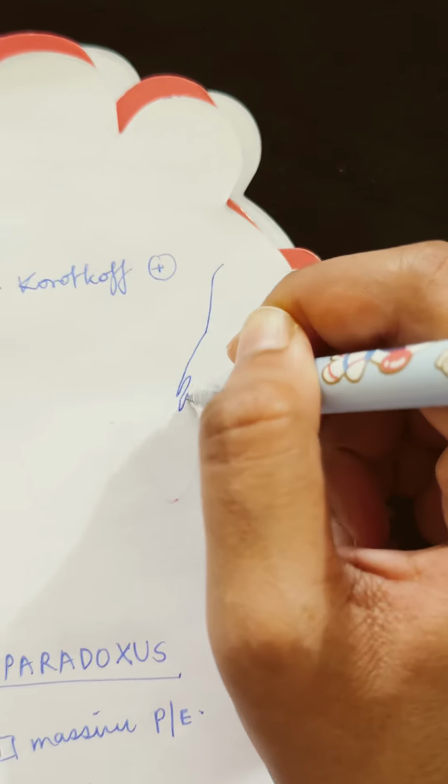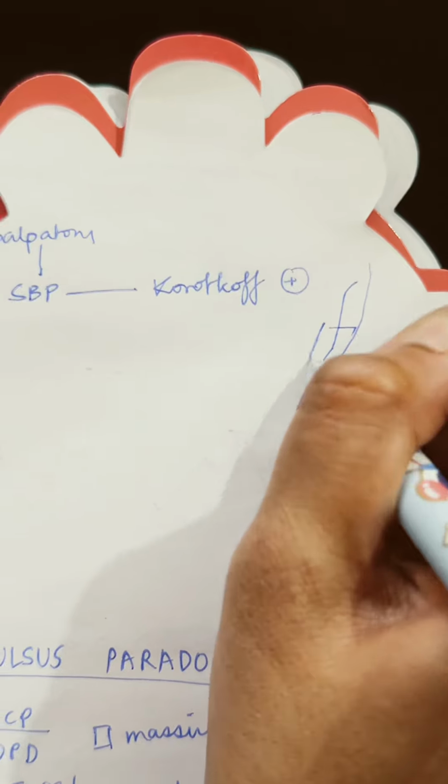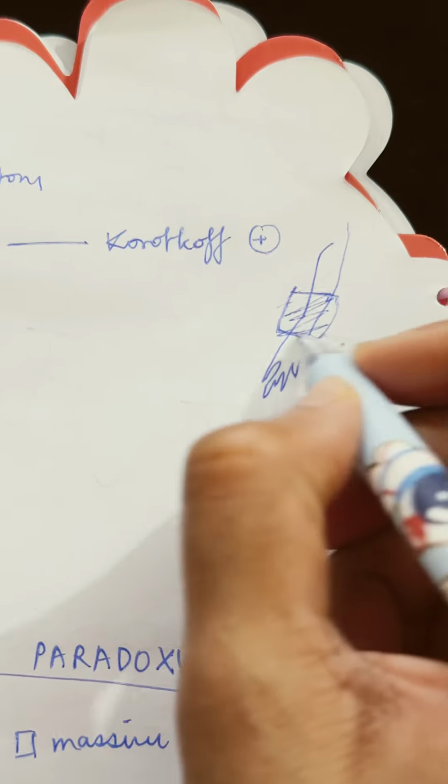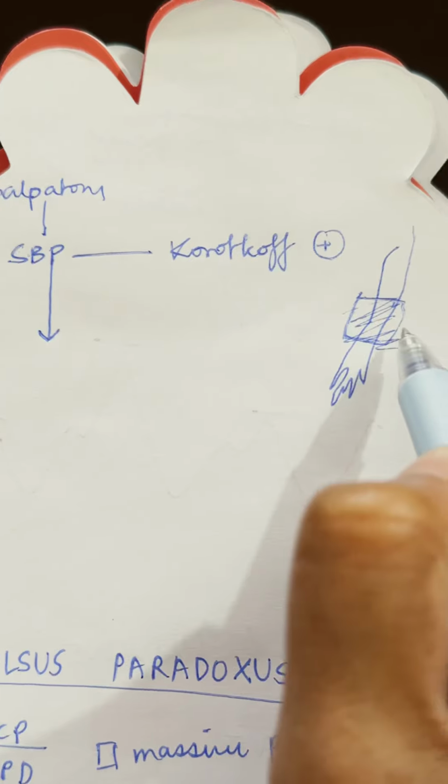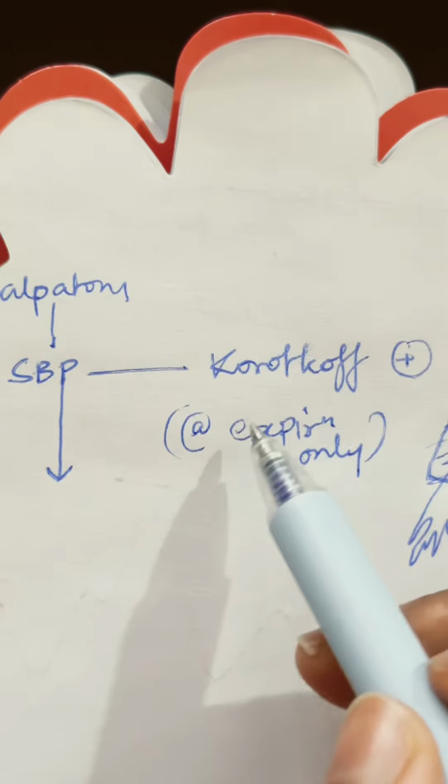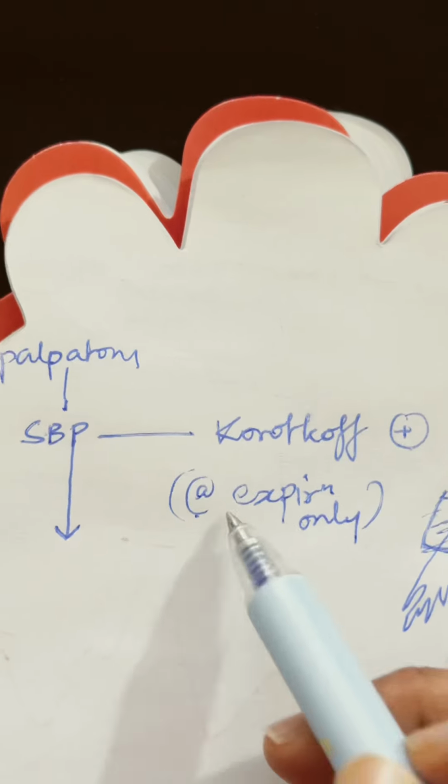Imagine this is a person's arm. You put on a BP cuff and inflate it all the way up to the systolic blood pressure, which is the point you had stopped hearing all the Korotkoff sounds. And then if you lower the BP, you will start hearing the Korotkoff sounds, but you will note that here you are hearing them only during expiration.